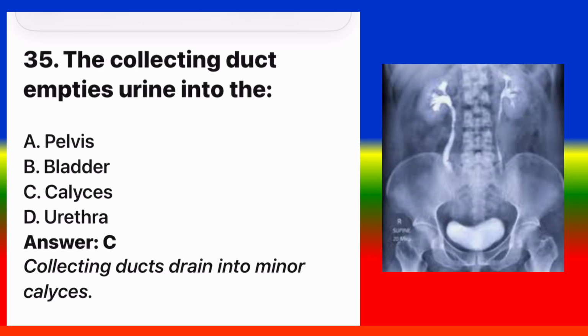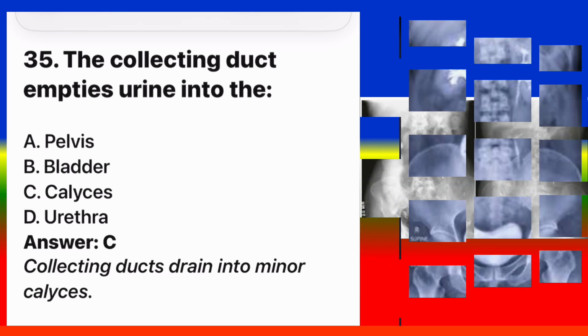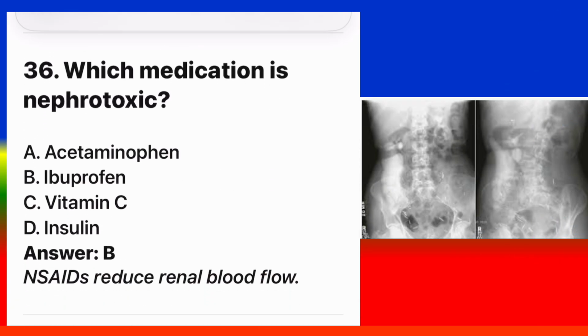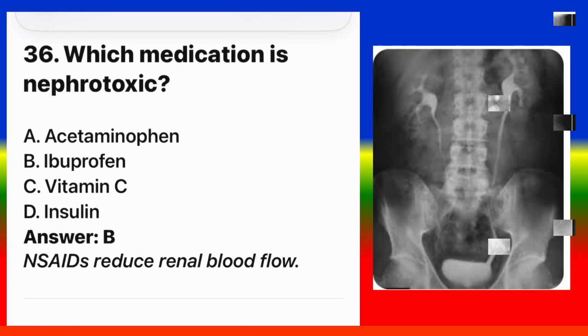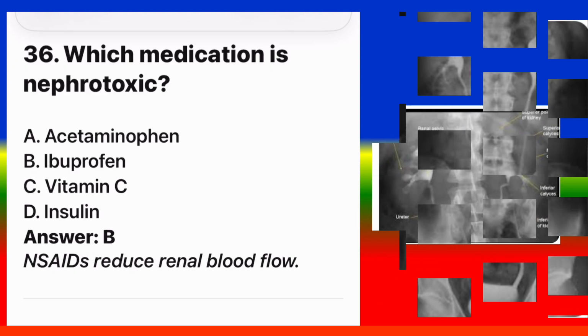35, the collecting duct empties urine into the: A, pelvis; B, calyces; C, ureter; D, urethra. Answer C. Collecting ducts drain into minor calyces. 36, which medication is nephrotoxic? A, acetaminophen; B, ibuprofen; C, vitamin C; D, insulin. Answer B, NSAIDs reduce renal blood flow.